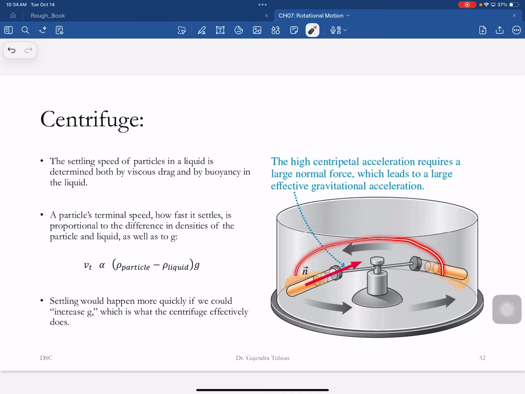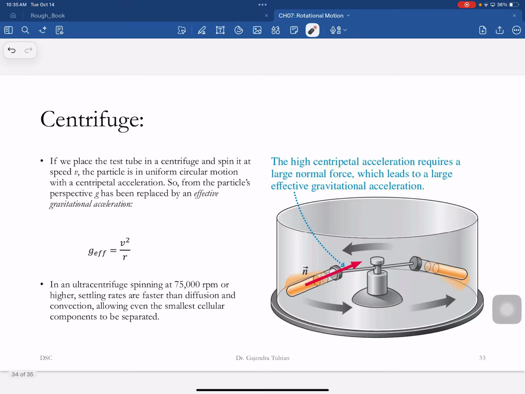And all you do is spin this thing like crazy, and effectively you're changing the acceleration due to gravity. So in a centrifuge, the effective gravity is the speed at which you're going around divided by the radius. So you can make it go very fast and increase the effective gravity tremendously. You can increase the effective gravity by almost 1,000,000.